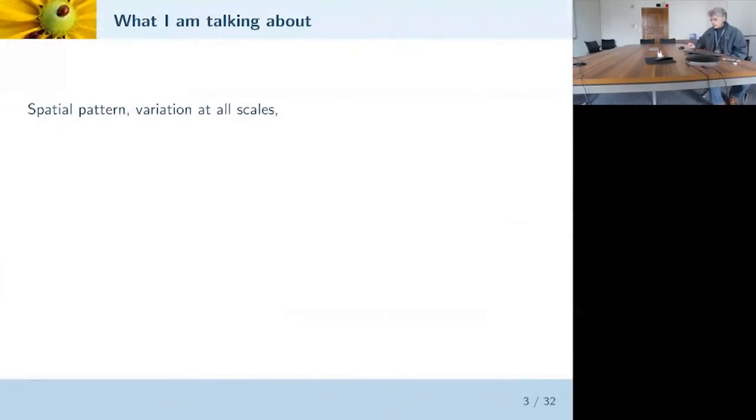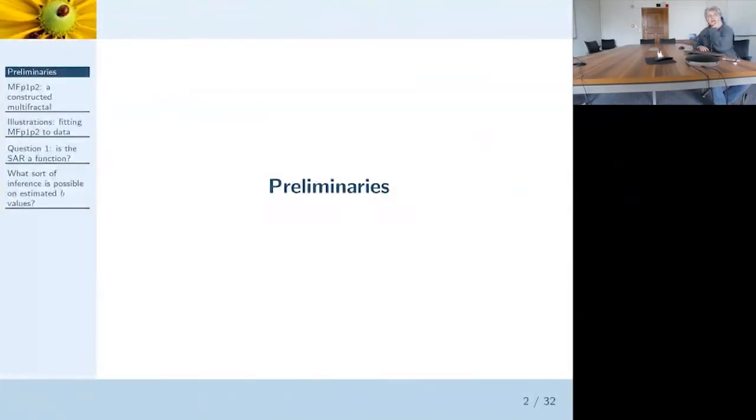Okay, so the topic today is multifractals, and there are two questions I want to ask about multifractals. It'll take me a while to work through exactly what I mean by multifractals and the construction of an artificial multifractal. And then the two questions I want to ask are about what one can do with data.